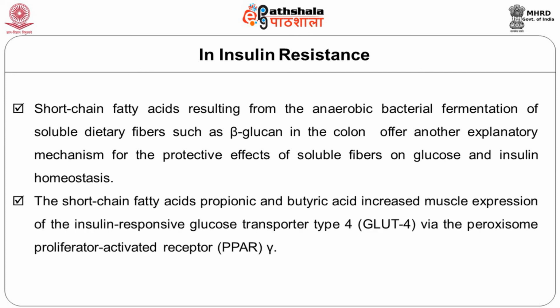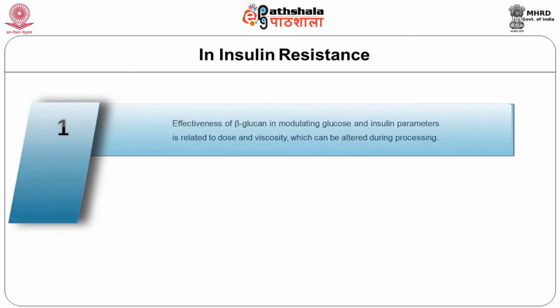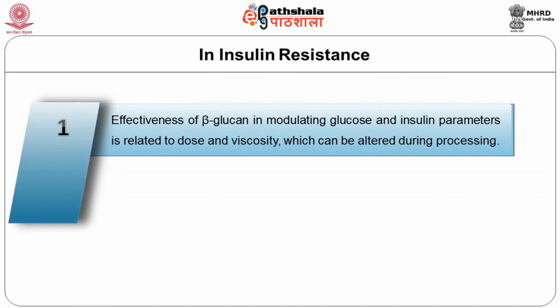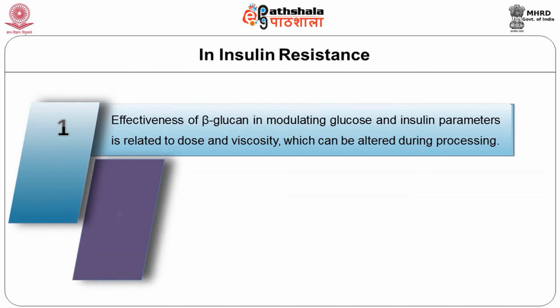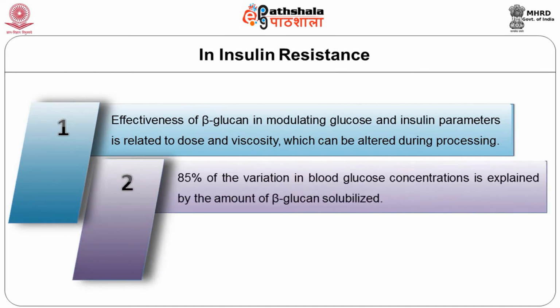The short chain fatty acids propionic and butyric acid increased muscle expression of the insulin-responsive glucose transporter type 4, GLUT4, via the peroxisome proliferator-activated receptor, that is PPAR gamma. Effectiveness of beta-glucan in modulating glucose and insulin parameters is related to dose and viscosity, which can be altered during processing. In fact, 85% of the variation in blood glucose concentrations is explained by the amount of beta-glucan solubilized and not the total amount originally added to the food.